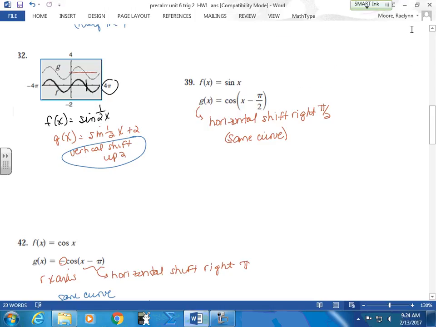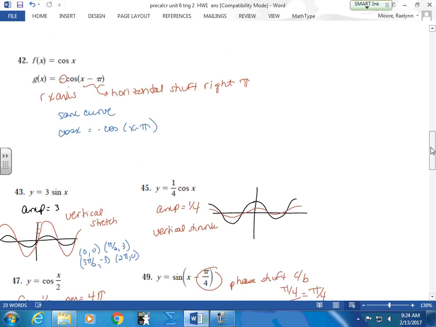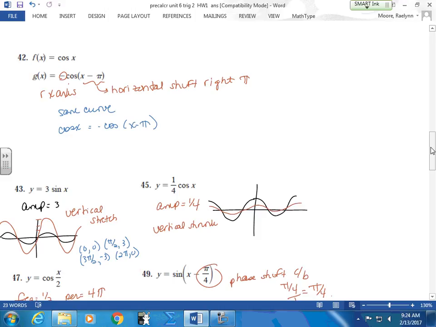My biggest thing is trying to get you just to get the basic curve down. This is also a phase shift, so if you didn't do this one, don't worry about it. We'll do this one another time.